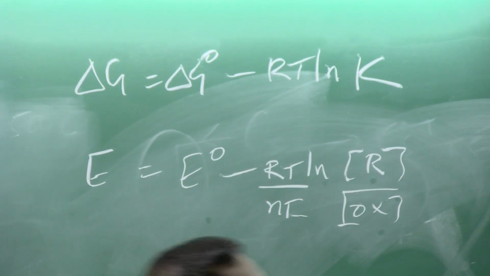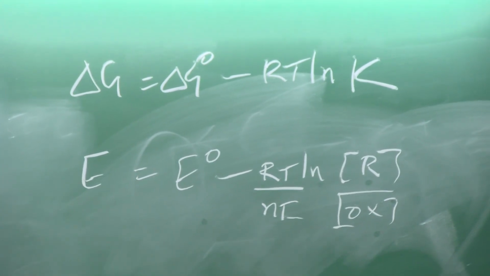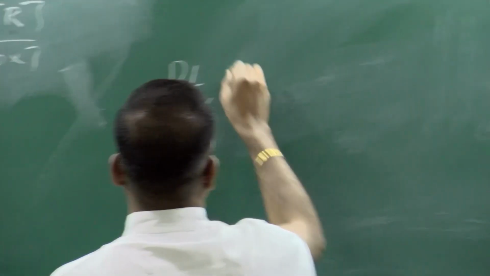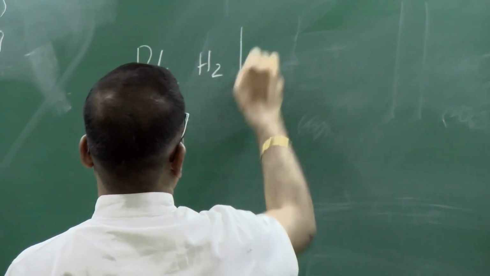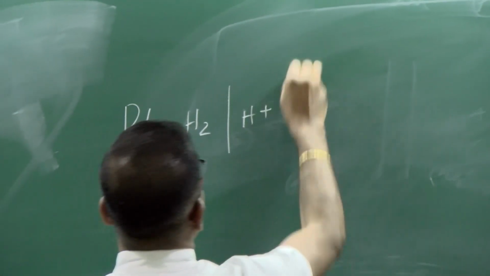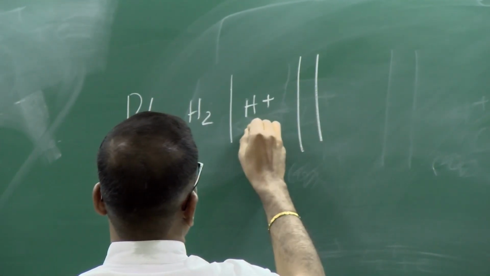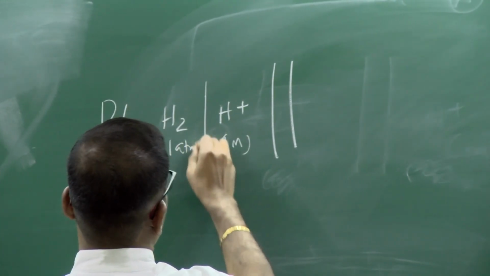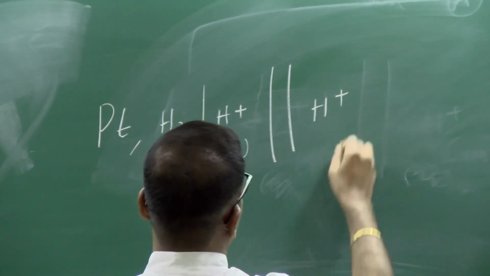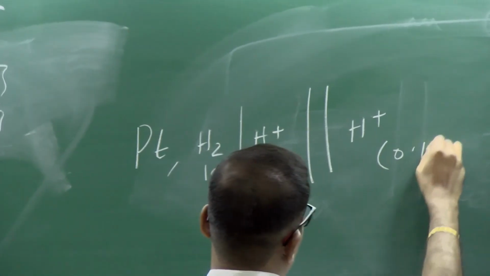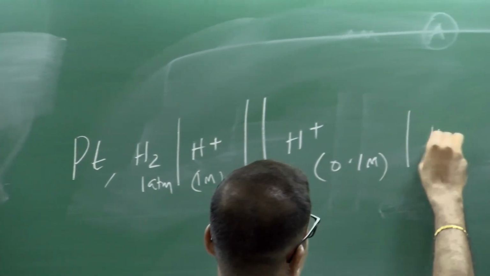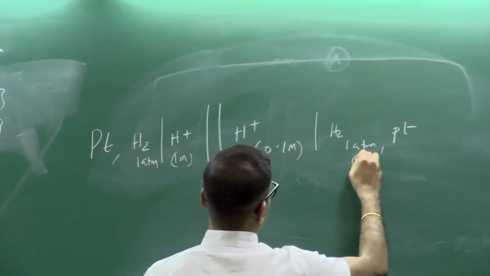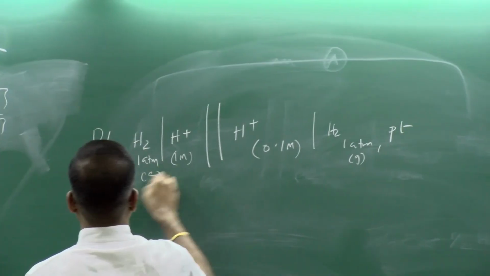Okay. Now, what we do, I wanted to set up a concentration cell. So, I have a platinum and hydrogen electrode and protons, and I have a salt bridge. Say this is 1 molar, say this is 1 atmosphere. I have again a cell, because it is a concentration cell, 0.1 molar, hydrogen, 1 atmosphere, platinum. Okay. Clear?